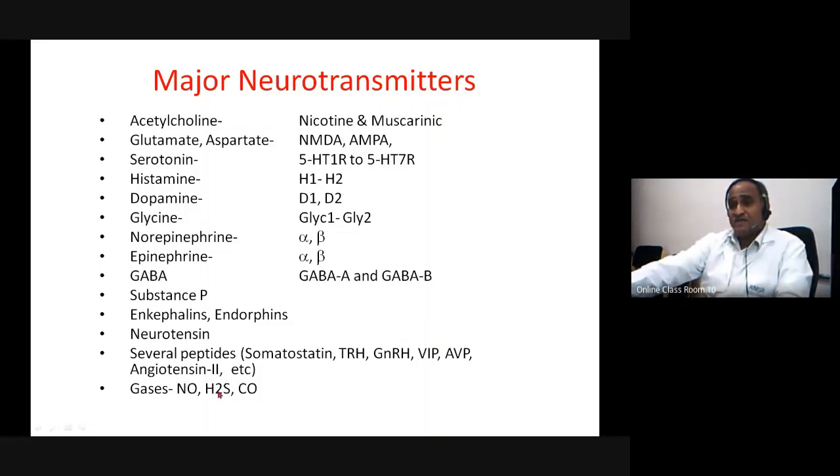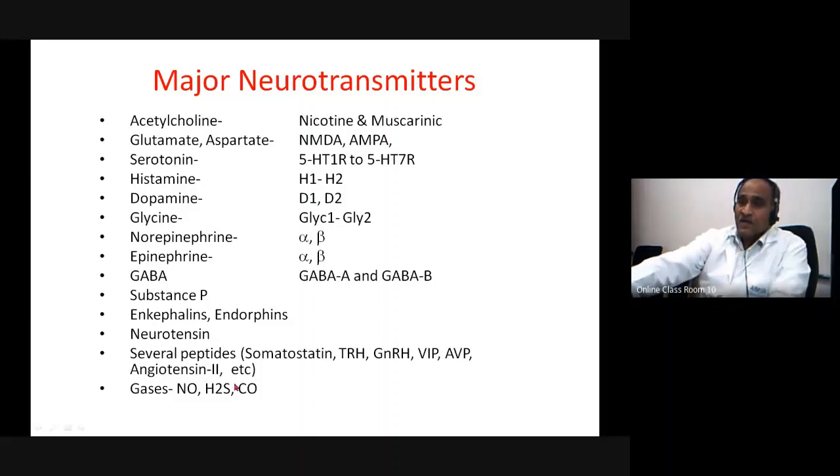It is awfully smelling. As a student of intermediate science or pre-university, we were worried about performing the experiments with H2S. It is awfully smelling. Then we have carbon monoxide.